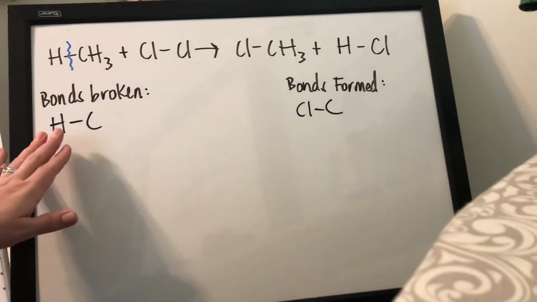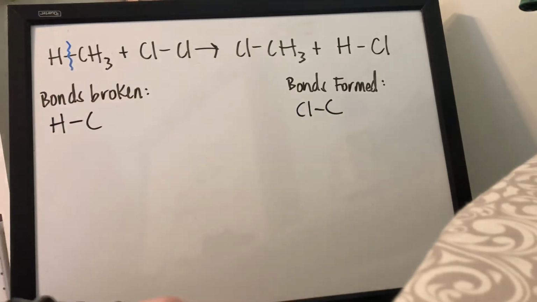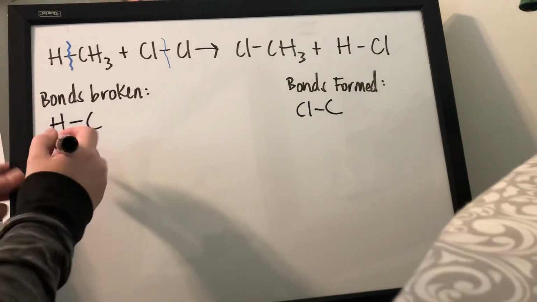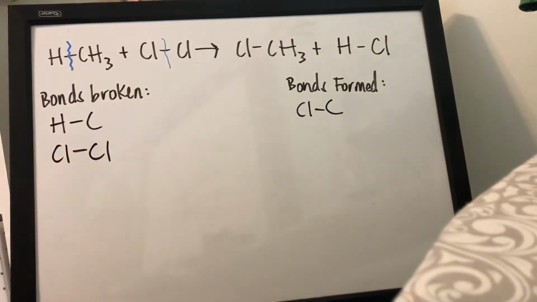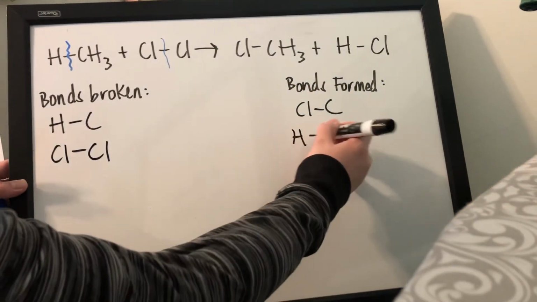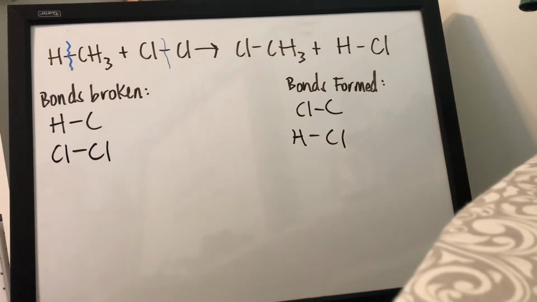So I broke the CH bond and I formed the CCl bond in this reaction, and I also broke the chlorine-chlorine single bond, and I formed over here a hydrogen chlorine bond. So in this reaction we broke 2 bonds and we formed 2 bonds. It's not always like you break 2 and you form 2, but in this case it just happens to be.